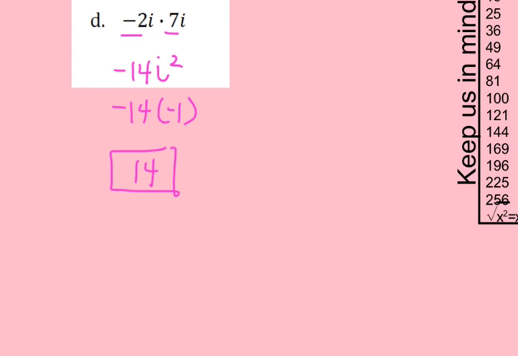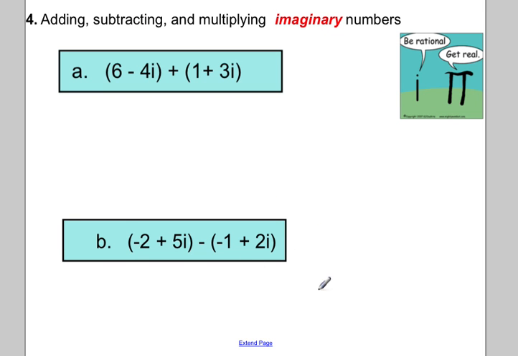Okay. Now example 4, we're going to work on simplifying. So we're going to be adding, subtracting, and multiplying imaginary numbers. When you see adding, you're really happy. All you need to do is combine your like terms. So 6 and 1 I can combine. That's 7. Negative 4i and 3i, well, negative 4 plus 3 is negative 1i. So 7 minus I.